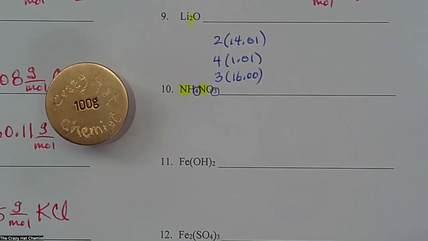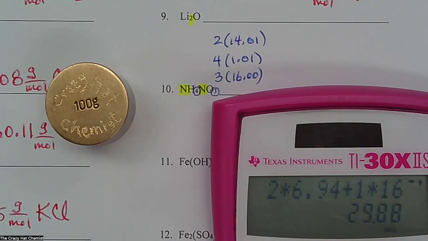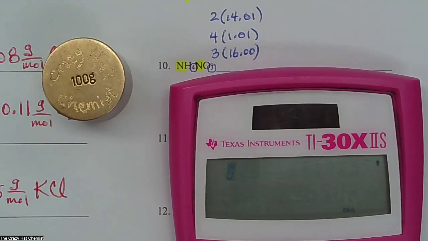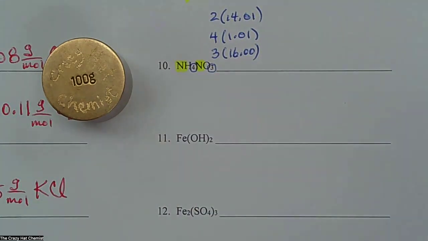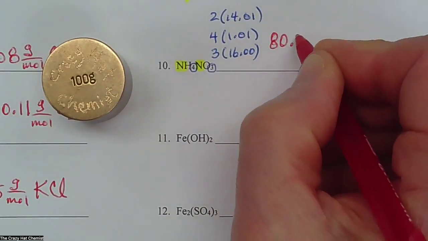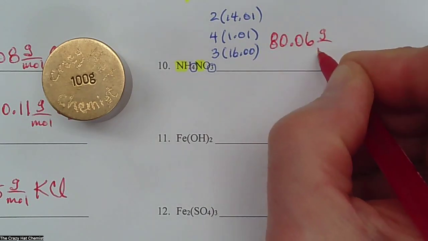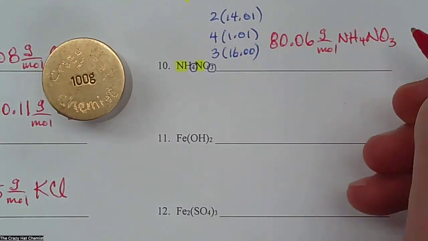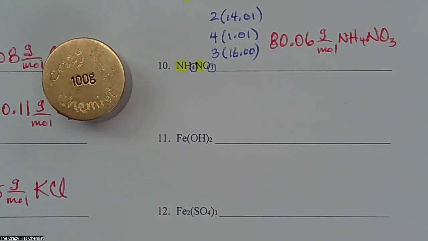So let's key this into the calculator here. You can watch this on the screen as well. We're going to do 2 times 14.01 plus 4 times 1.01 plus 3 times 16.00. We're going to get 80.06. 80.06 grams per mole of NH4NO3. That's ammonium nitrate, a fantastic fertilizer.